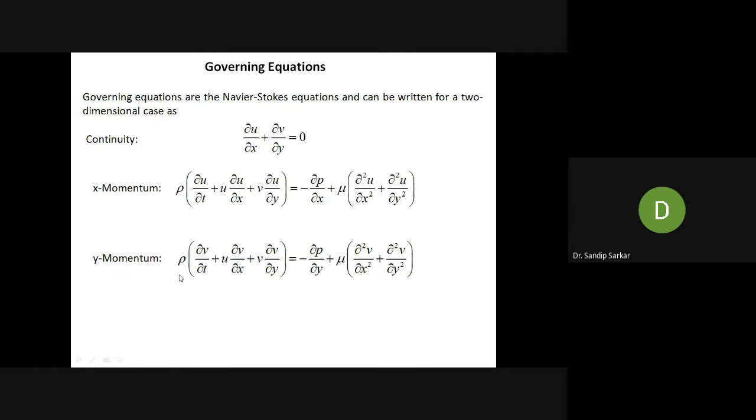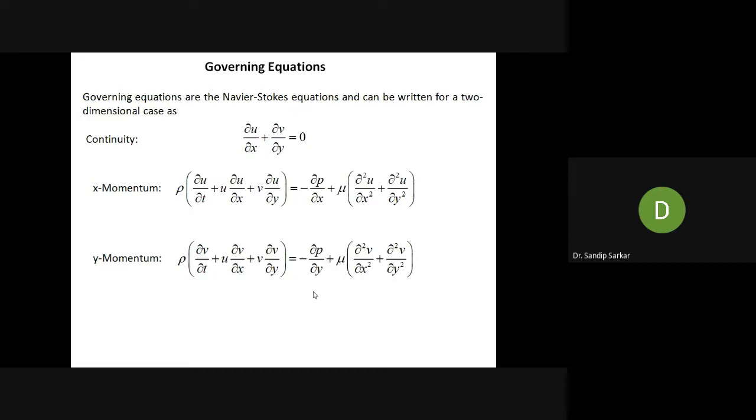Now there is the y momentum equation. The earlier one is the momentum conservation equation along the x direction; similarly, this is the momentum conservation equation along the y direction: rho times del v by del t plus u del v by del x plus v del v by del y equals minus del p by del y plus mu times del 2v by del x2 plus del 2v by del y2. So these are the primary three equations that you need to solve numerically to characterize or analyze the fluid flow problem in practice.